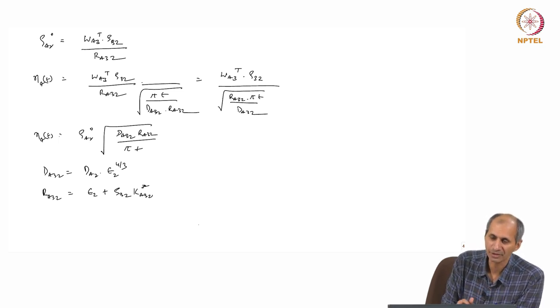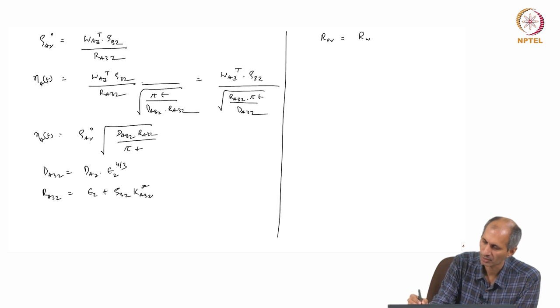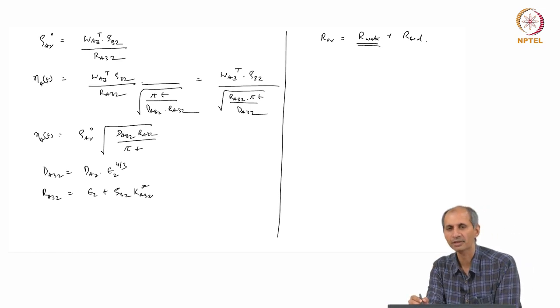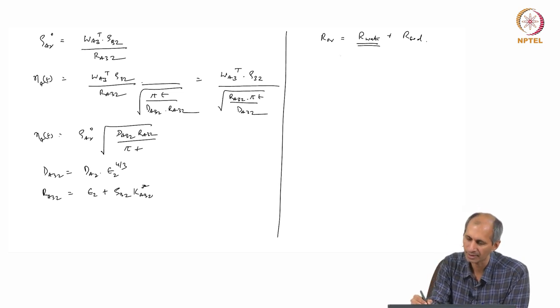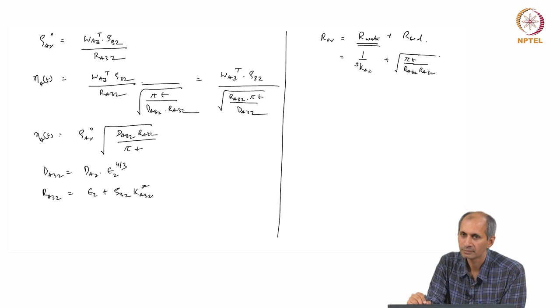Now, if you take this solution that we have and put it back into the first one, for conceptual understanding, the overall resistance equals resistance on the water side plus resistance on the sediment side. If we assumed in the previous case that the water side resistance is negligible, what if we do not want to do that? Then the resistance on the water side is simply K 2 3, plus, and this becomes the overall resistance now.